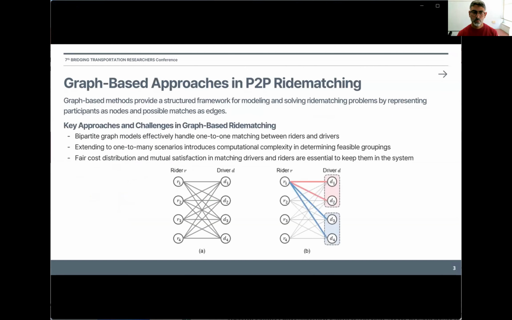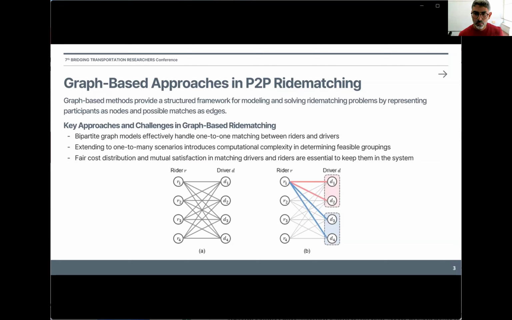Graph-based methods offer a robust framework for solving ride matching problems. In a graph, participants are represented as nodes, and potential ride-sharing matches form the edges. A common approach uses a bipartite graph, where riders and drivers are separate sets of nodes. However, these methods work well for one-to-one matches, for example, one rider paired with one driver. As we extend to more complex situations, such as one driver picking up multiple riders or riders transferring between drivers, the problem becomes computationally challenging.